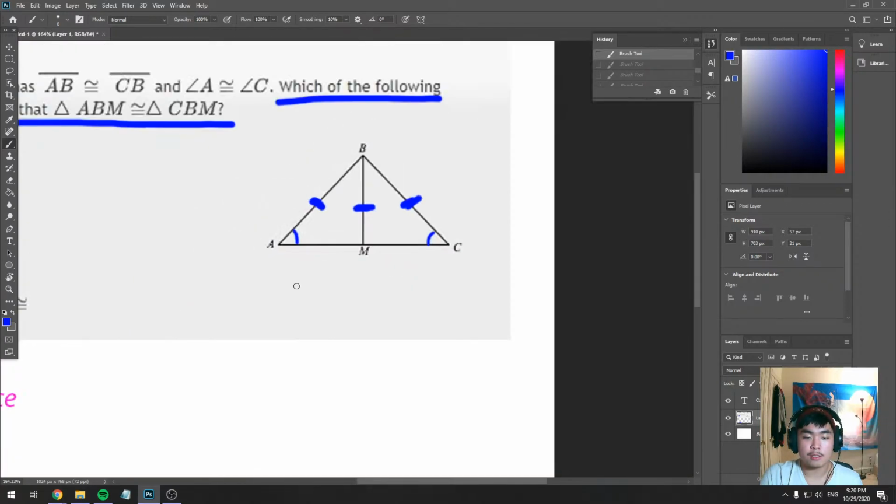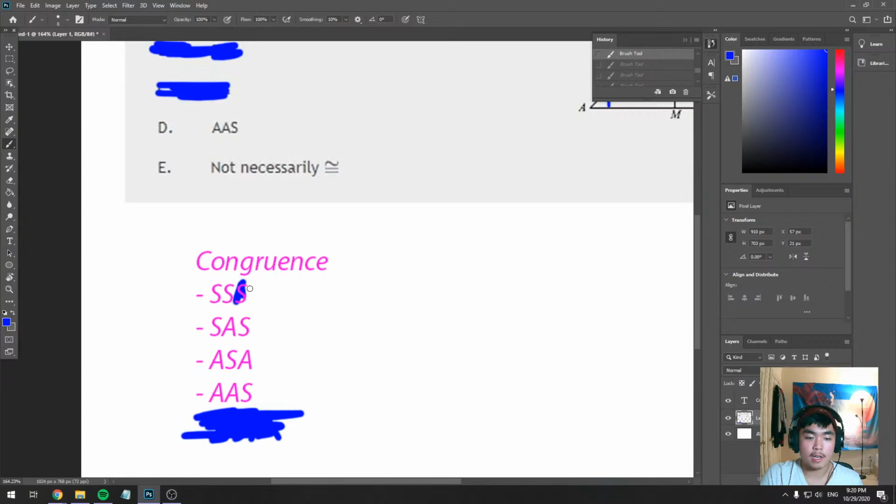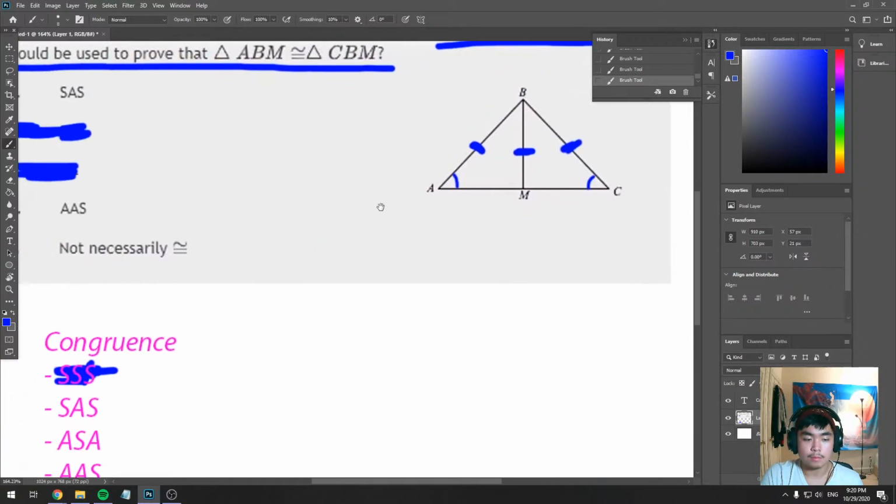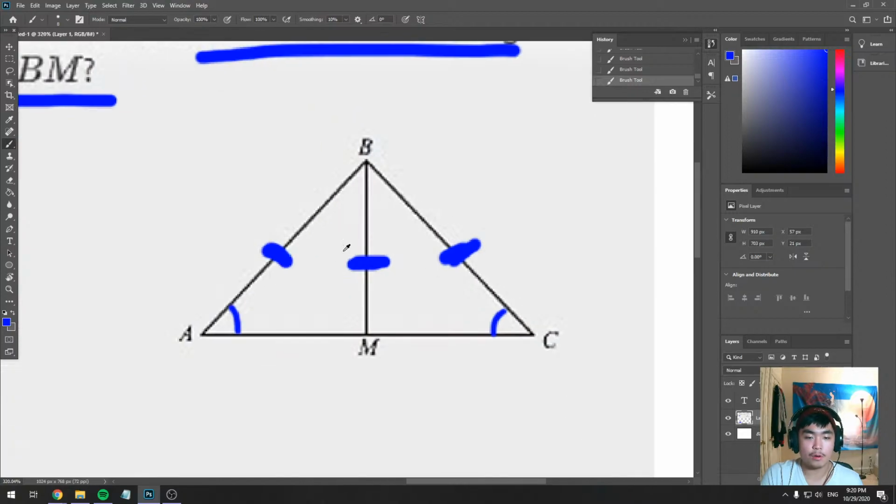Alright, so we don't know AM and MC are equal, therefore we do not have the third side. So this is out. No SSS for us. That leaves us with these three. So can we do SAS? Remember, this is SSA. What about SAS, where the angle is in between the two sides? Can we prove that angle ABM and angle CBM are congruent?